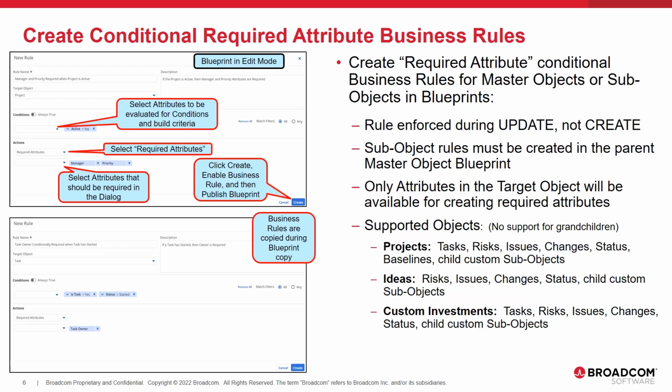For master objects, we're supporting them on the projects, ideas, custom investments, and the sub-objects that are supported on projects are tasks, risks, issues, changes, status, baselines, and any custom sub-objects that are level 2, which is one level below the project level. For ideas, it's similar: risks, issues, changes, status, and any child custom sub-objects at level 2. And for custom investments, it's tasks, risks, issues, changes, status, and any level 2 custom sub-objects.